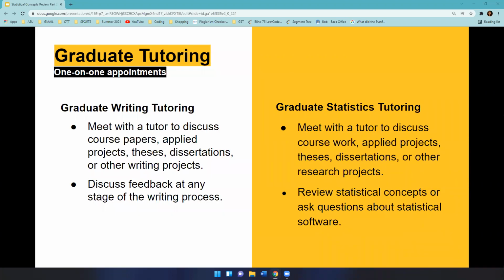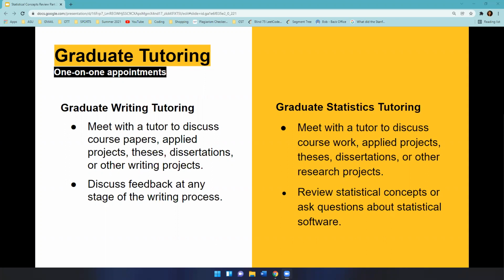And I'll go into talking about grad tutoring. We have two avenues for grad tutoring. There is graduate writing tutoring, so you can meet with a tutor to discuss course papers, theses, and dissertations, and you can discuss feedback at any stage of the writing process. And then we also have graduate statistics tutoring.